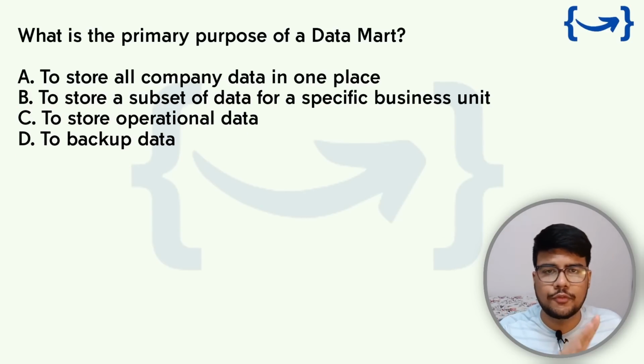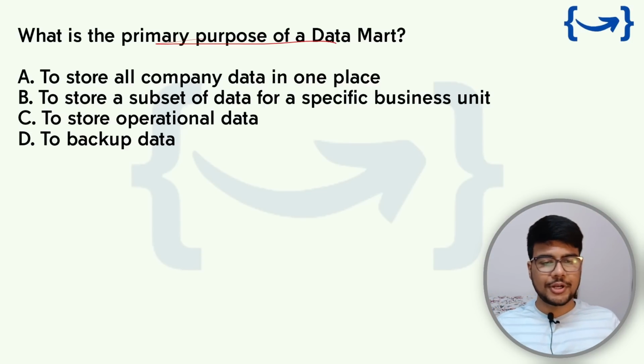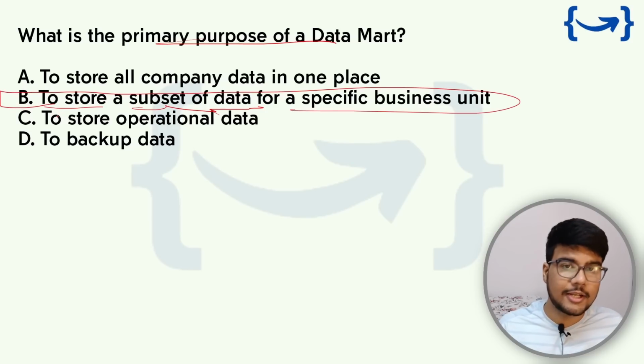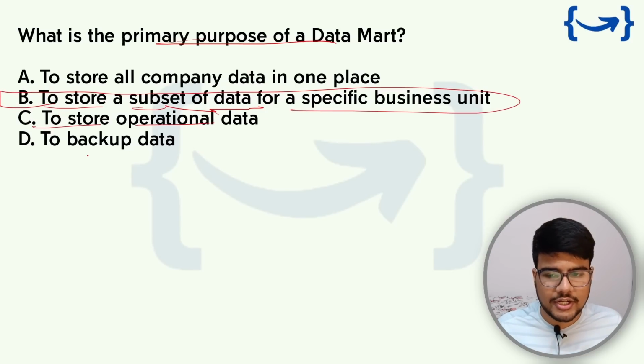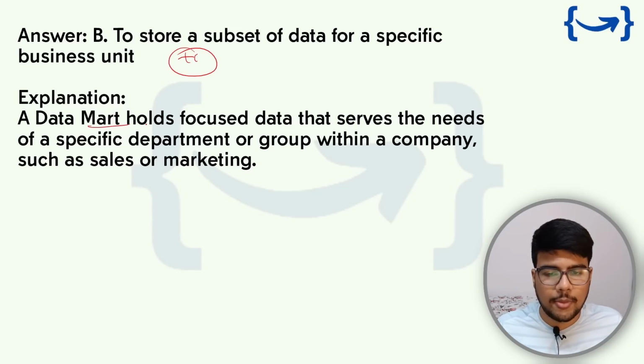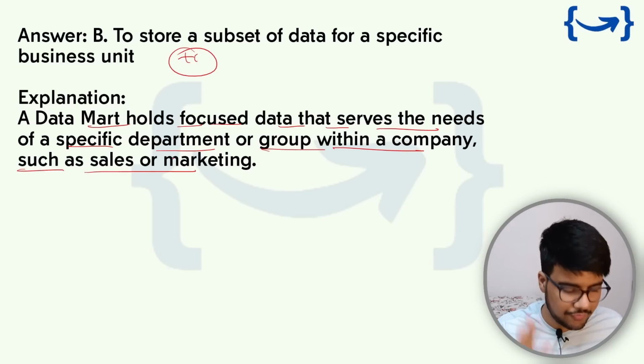Now again, I will not leave you on the data warehouse problems. What is the primary purpose of a data mart? To store all complete data in one place? No, every data warehouse does the same. To store a subset of data for a specific business unit. Yes, it makes sense. To store operational data, to back up data? No. The right option for me is B, and let's check that out. Yes, B is the right option. So plus one mark again for marking this question right. Data mart holds focused data that serves the need of a specific department or group within a company, such as sales or marketing. Fantastic.